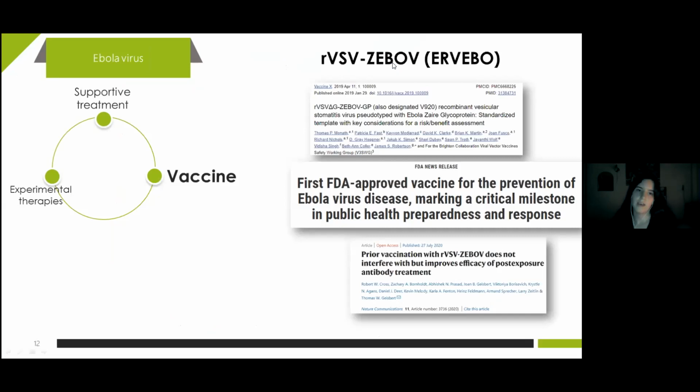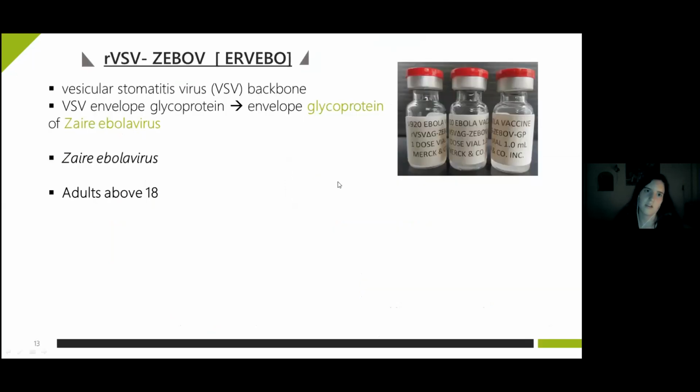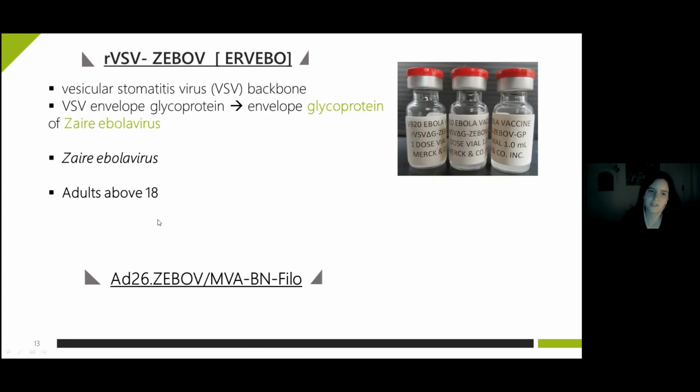So now, in terms of a preventive route, we have a milestone in the history of Ebola virus, which is the approval of a vaccine. And the vaccine, commercially known as Ervebo, but known in the scientific community as rVSV-ZEBOV, is an attenuated vaccine, which is partly the backbone of a vesicular stomatitis virus, where the glycoprotein has been substituted with the glycoprotein of the Zaire Ebola virus.